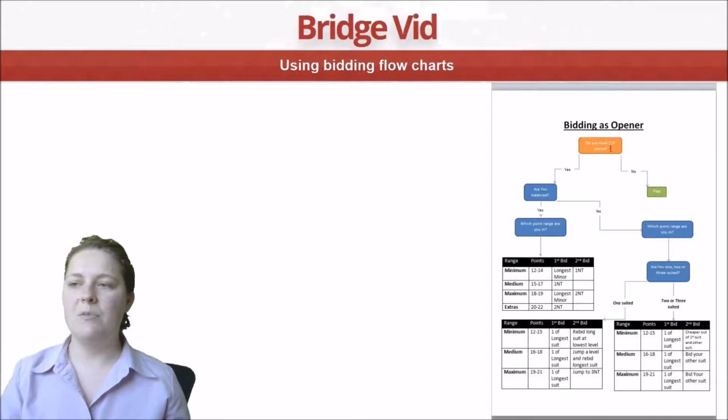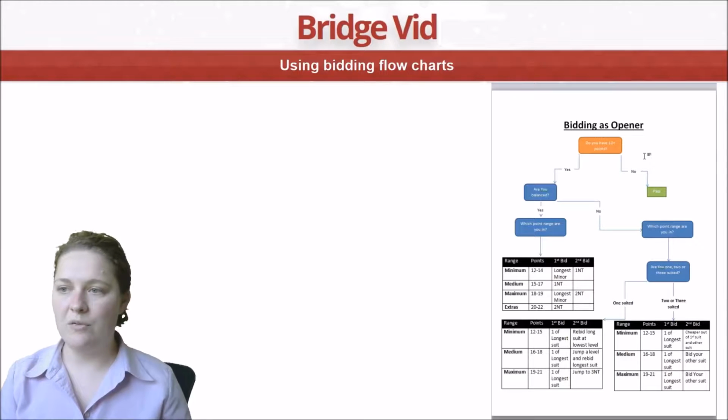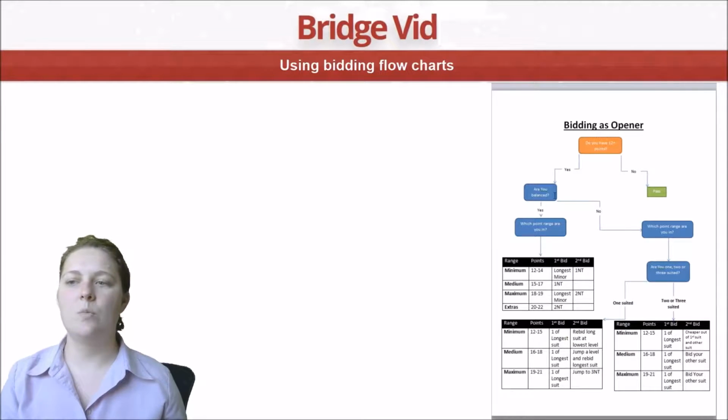Okay, so we start up the top and we have a look at our first question. Do I have 12 or more points? And then we work our way through. If the answer is yes, what I want to do is consider, am I a balanced hand or not? And this is the approach that you should be thinking about when you pick up a hand and you're the opener. Am I balanced or am I unbalanced? So what we mean by that is, are you a hand that has roughly the same amount of cards in each and every suit?